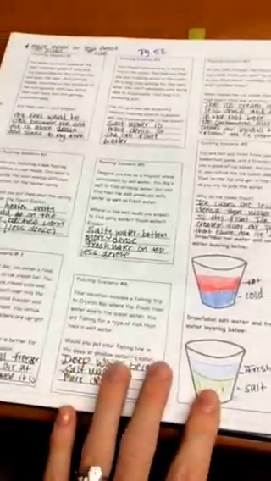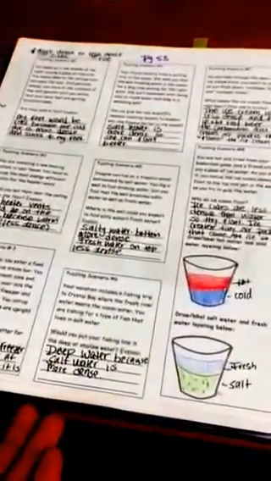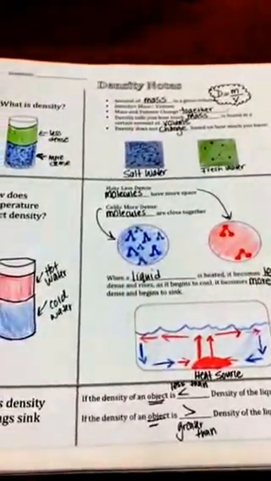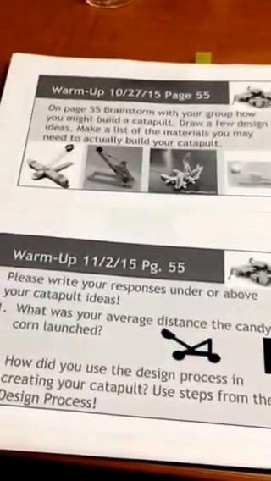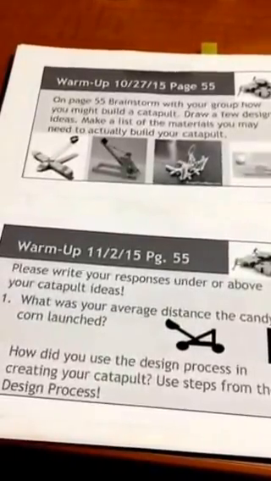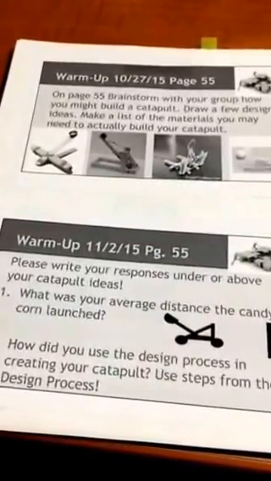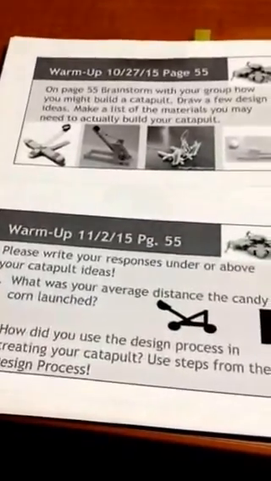On page 53 was the puzzling scenarios, where you drew a puzzling scenario and diagrammed it on the notebook paper and then filled in the puzzling scenarios on page 53. On page 54 are the density notes, and on page 55 is your catapult designs and then the warm-up from November 2nd, where you calculated your average distance the candy corn launched and used the design process.